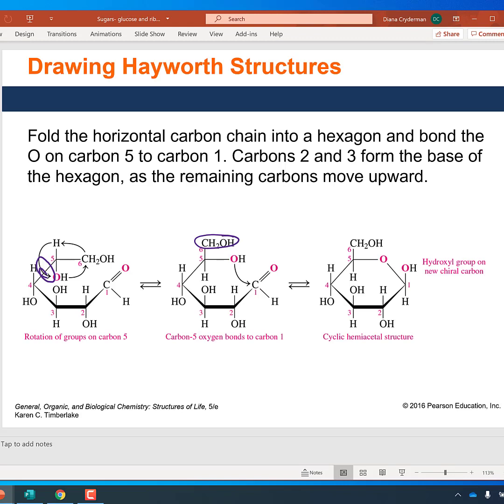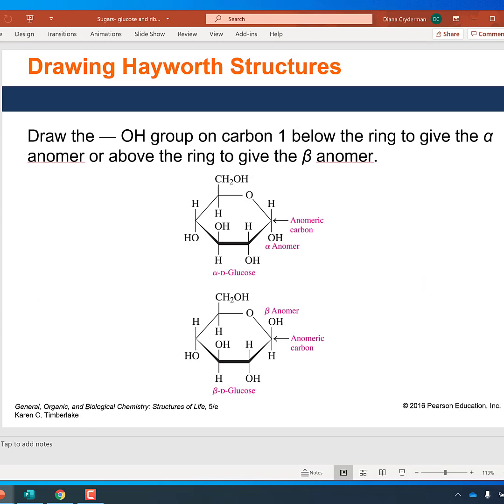So we've got a hemiacetal. Remember, a hemiacetal is an alcohol adjacent to an ether. So when we do that, we now have what's called either alpha D-glucose or beta D-glucose.